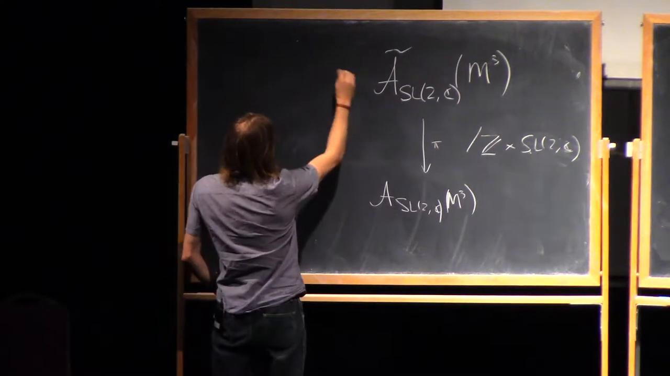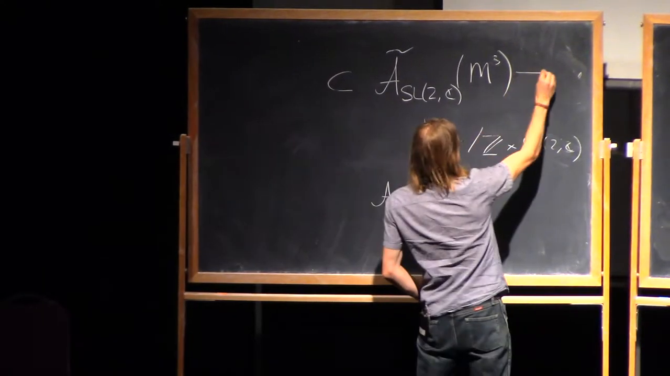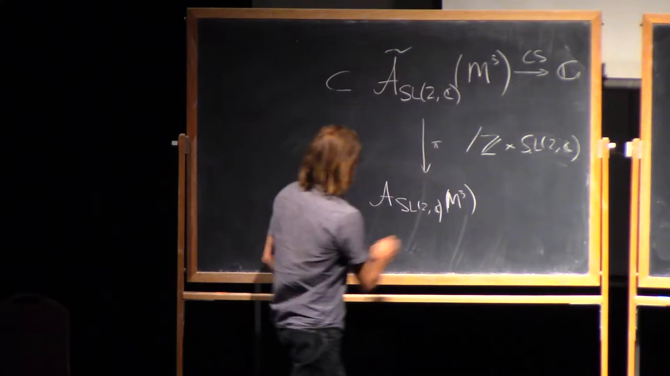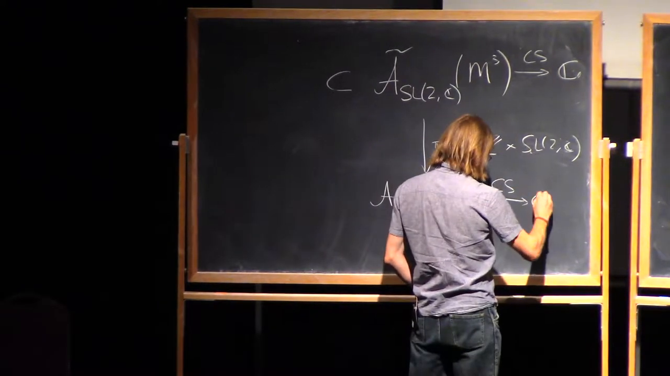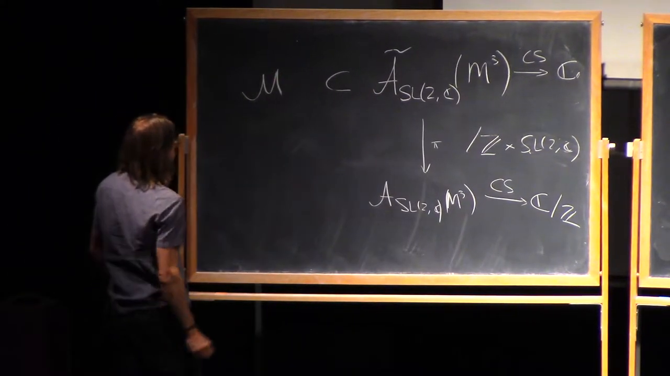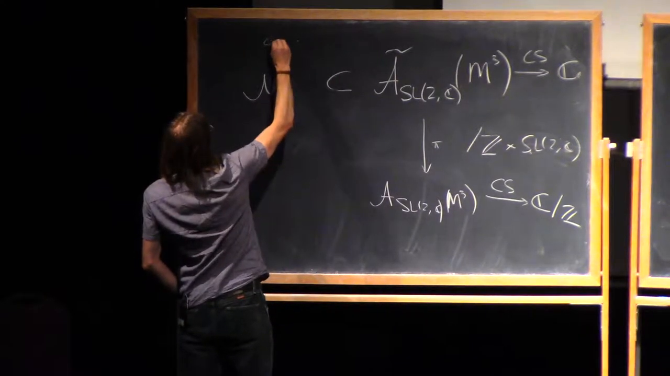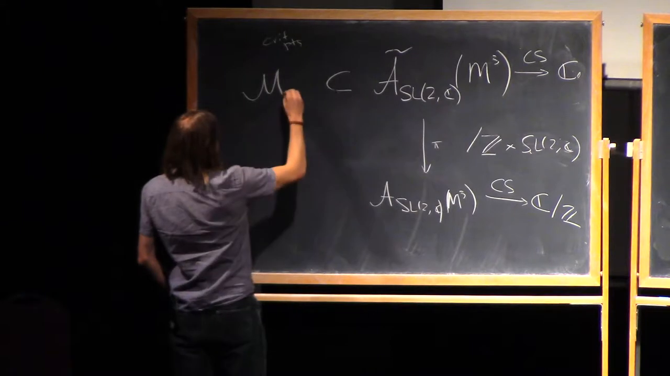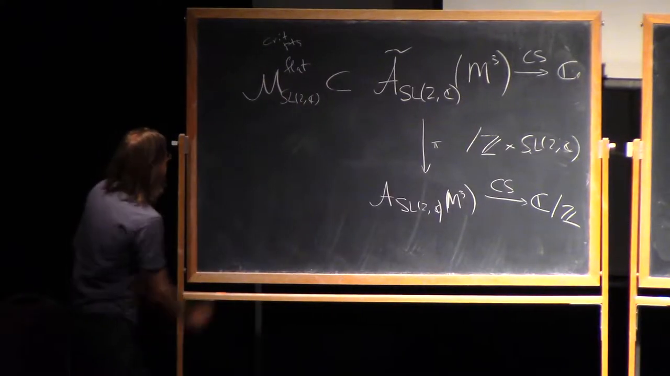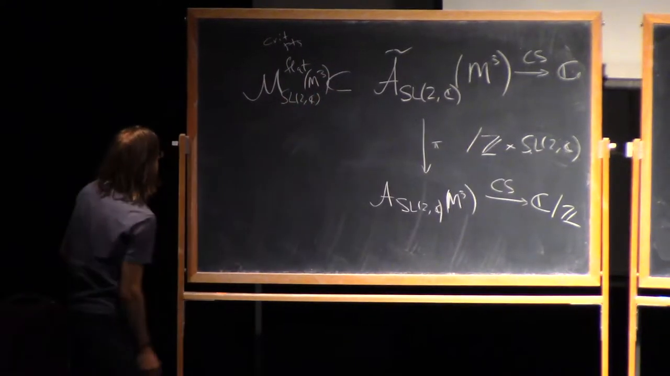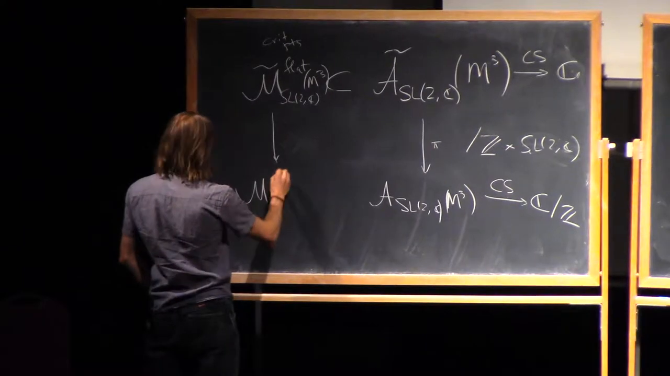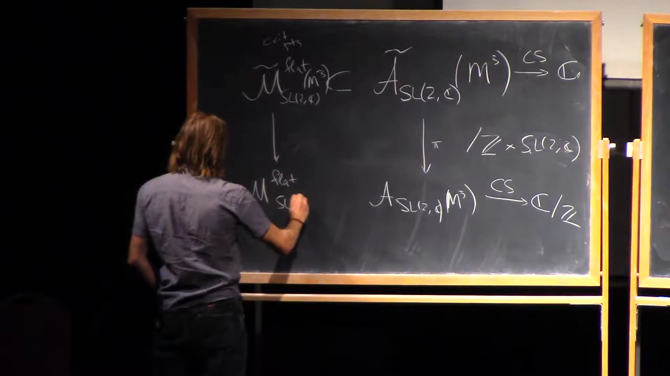And so there was a, so from this space we have a Chern-Simons functional that maps it to C. Here the Chern-Simons functional was only well defined modulo Z. And then there was a subspace of critical points, which we denoted by M SL(2,C) flat. Of course it all depends on the three-manifold, sometimes I will omit it. Also with tilde, which is of course also projected to the usual moduli space of SL(2,C) flat connections.